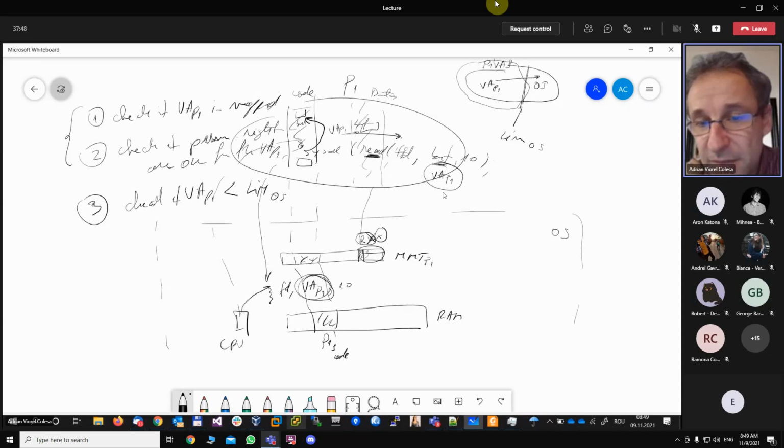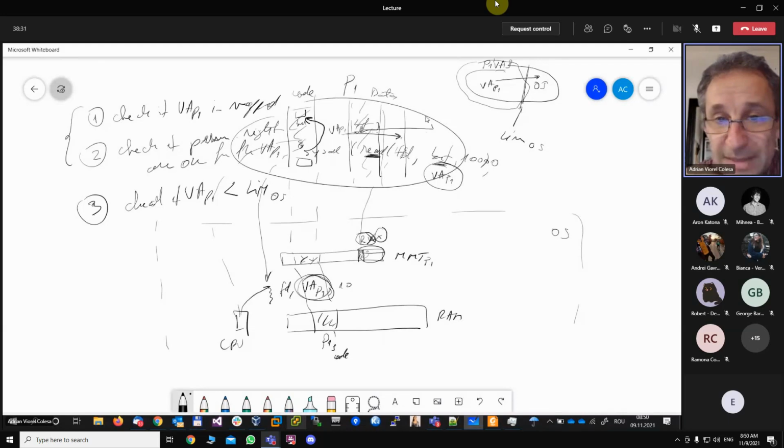In our example, starting from this VAP1, where the buffer is supposed to start, the OS must store 10 bytes, or maybe 100, or maybe 1000, or maybe 10,000 bytes. Let's take this number. If 10,000 bytes must be read from the file and stored in the process memory, starting from this address, actually that buffer could be as long as this, traversing or covering more pages.